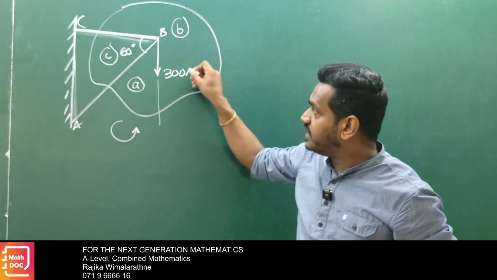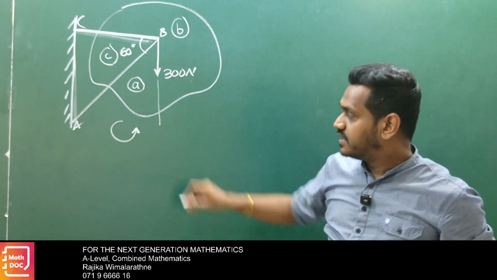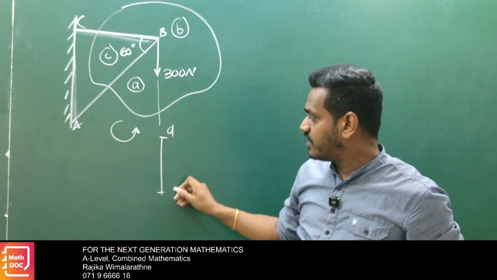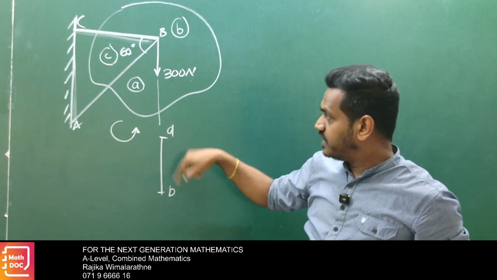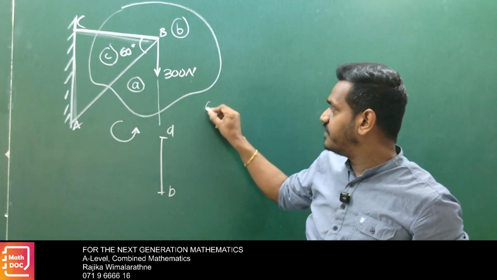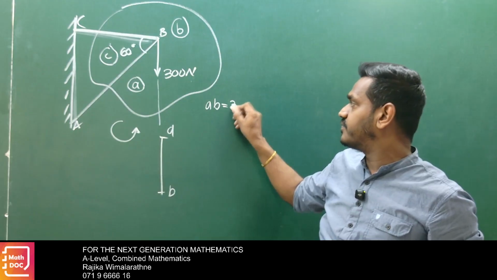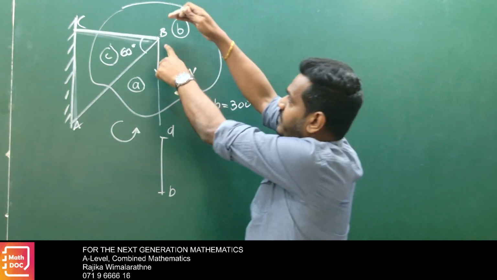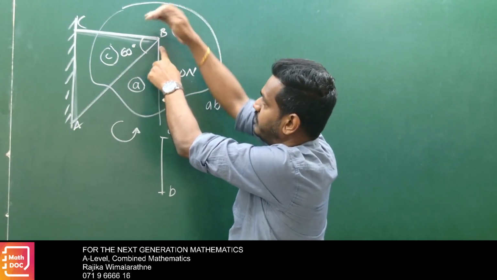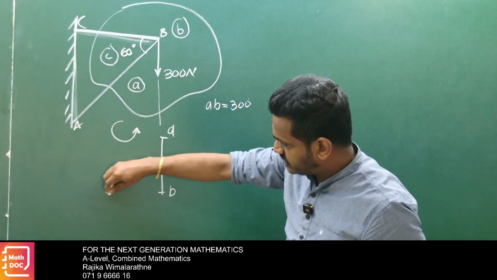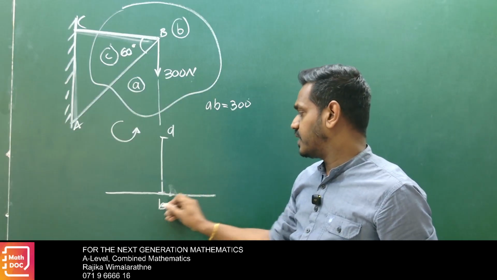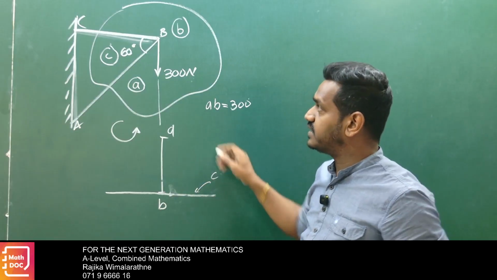Then A to B, downward 300. You mark it. Here A to B downward. A to B downward 300. Then the AB length you can take as 300, no? 300. Then BC horizontal, no? BC horizontal. You sketch a horizontal line. Then C on this line. C on this line, remember it.